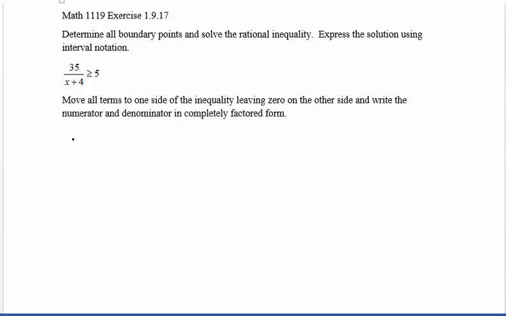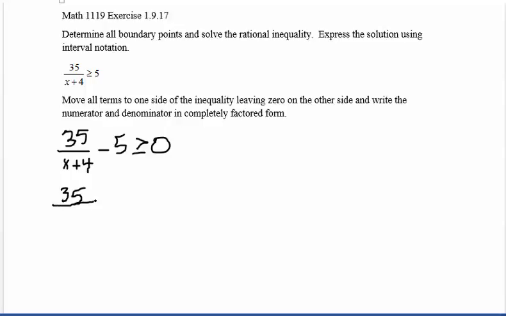Let's look at exercise 17 from section 1.9. We have an inequality that involves a rational expression. We want to move all terms to one side of the inequality, leaving 0 on the other side. And we want to write the numerator and denominator in completely factored form.